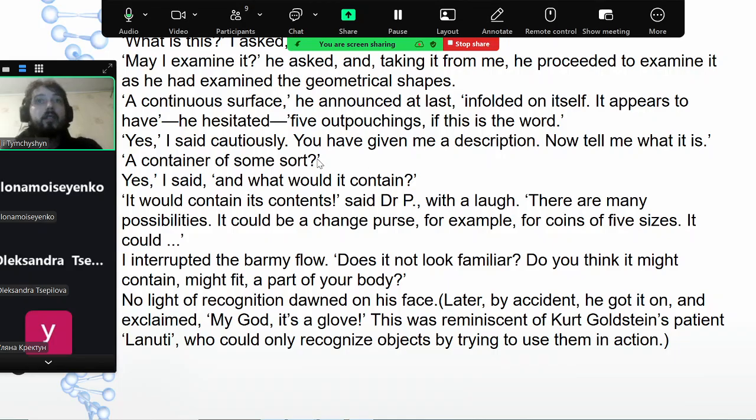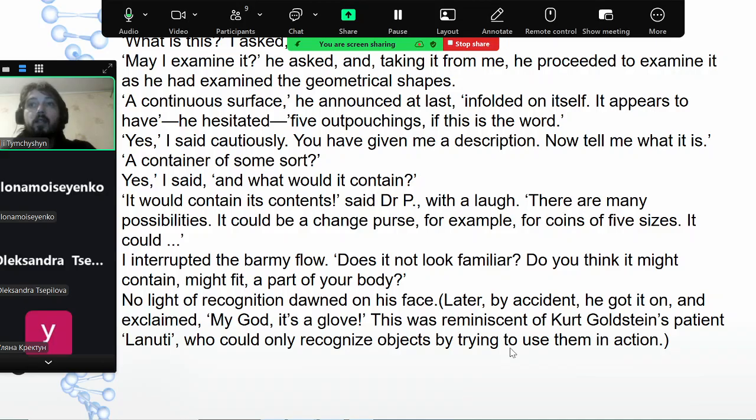"'A container of some sort?' 'Yes,' I said. 'And what would it contain?' 'It would contain its contents,' said Dr. P with a laugh. 'There are many possibilities. It could be a change purse, for example, for coins of 5 sizes.' 'It could...' I interrupted the barmy flow. 'Does it not look familiar? Do you think it might fit a part of your body?' No light of recognition dawned on his face. Later, by accident, he got it on and exclaimed, 'My God, it's a glove!'"